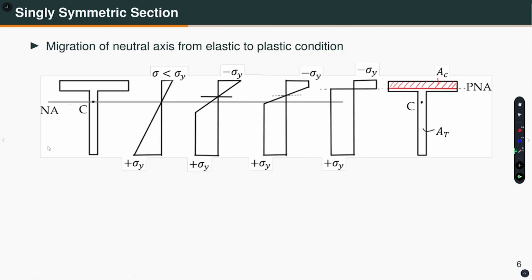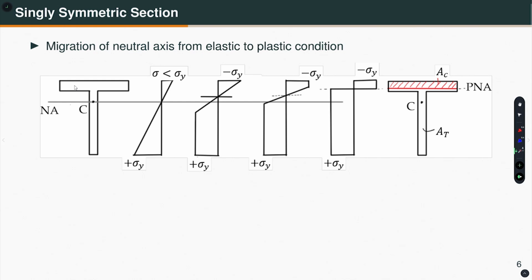Now, recall when we started talking about the doubly symmetric section, we said that the plastic neutral axis and the elastic neutral axis coincide and pass through the centroid of the cross section. But for a singly symmetric section, it does not happen so. So, what happens? Let us take a look. Let us say I have a singly symmetric section. Here I am taking a T cross section, which is symmetric about this axis. Now, under elastic condition, this is the neutral axis, which I am calling NA, or you can also say ENA, elastic neutral axis, which passes through the centroid of the cross section.